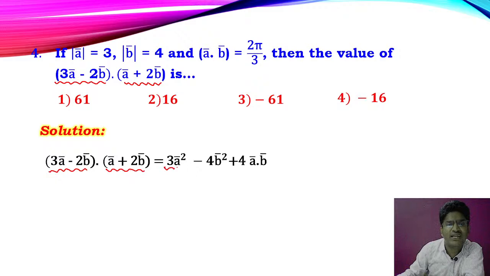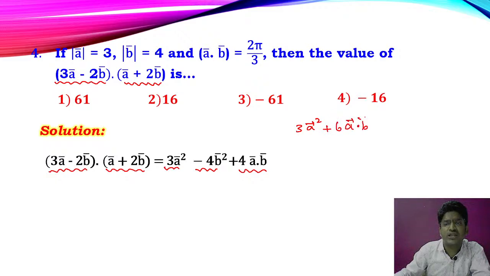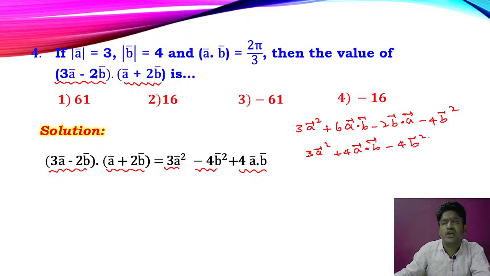Clear? Okay, 3 vector A square minus 4 vector B square plus minus 4 times vector B, you are going to get, because you can just see 3 times vector A dot vector A is 3 times vector A square. 3 times vector A into 2 times vector B is plus 6 times vector A dot vector B, minus 2 times vector B dot vector A, and you get minus 4 times vector B square. So here 3 times vector A square plus 4 times vector A dot vector B minus 4 times vector B square.